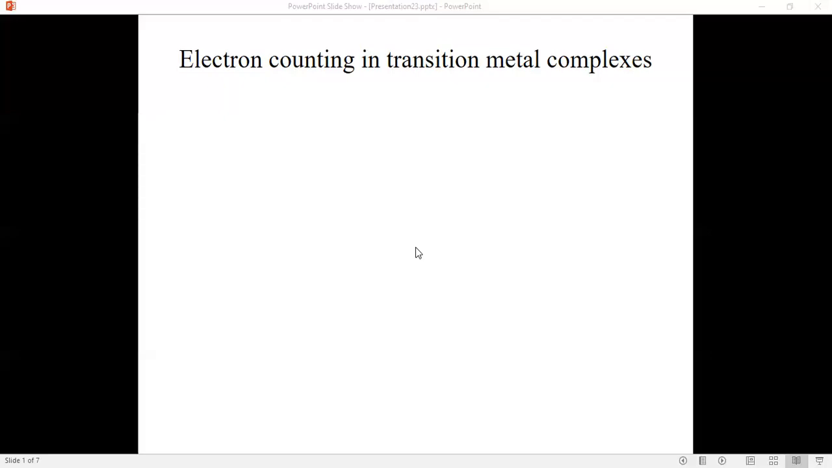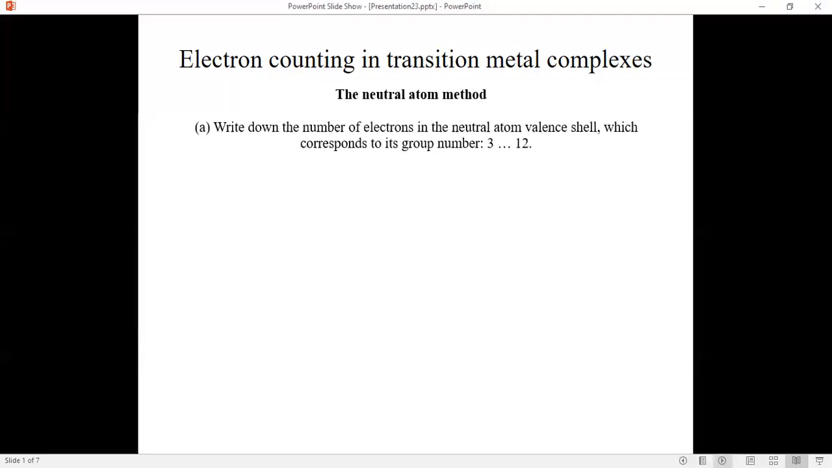So let us directly go to the first method. The first method is called the neutral atom method. And the neutral atom method is comprised of 3 steps. In the first step, you need to write the number of electrons in the neutral valence shell. And the number of valence electrons always correlates to the group number, so you can read the number of valence electrons directly from the group number.